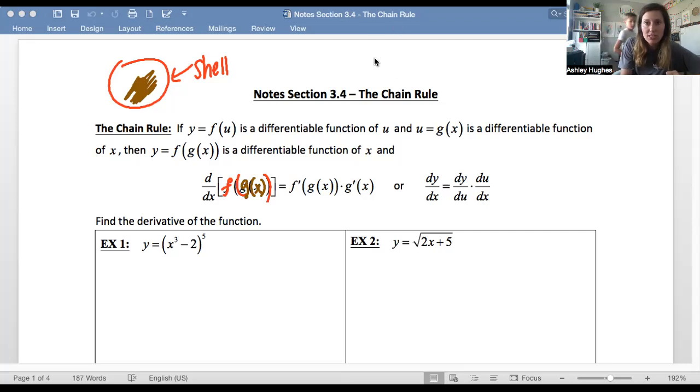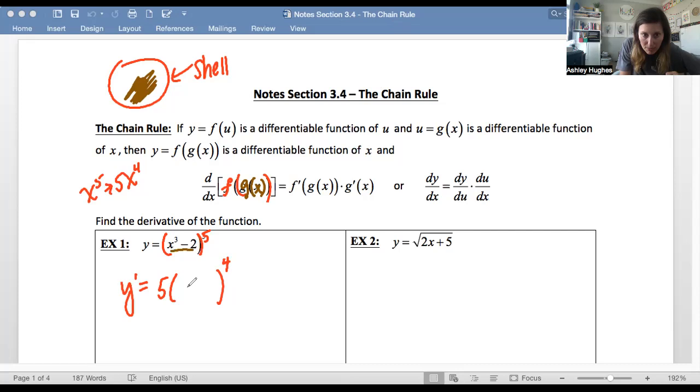So if we look at this first example here, I have this outer part, which is like my shell. I'm going to bring the 5 down, and I'm going to take the derivative just like I would with the power rule. So the 5 comes down, and this becomes 4. Just like x to the 5th becomes 5x to the 4th. But you do not chew the chocolate. What that means is this inside part stays the same. And then on the same line, everyone say on the same line, you're going to multiply by the derivative of the inside, which in this case is 3x squared.